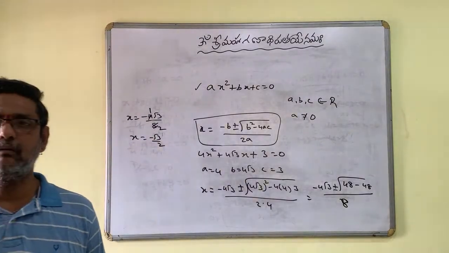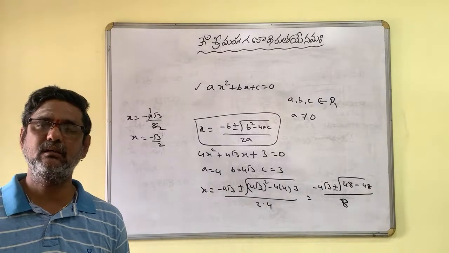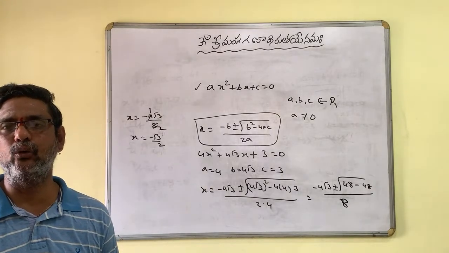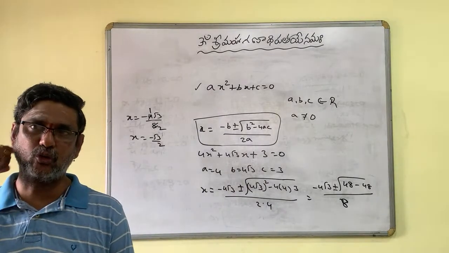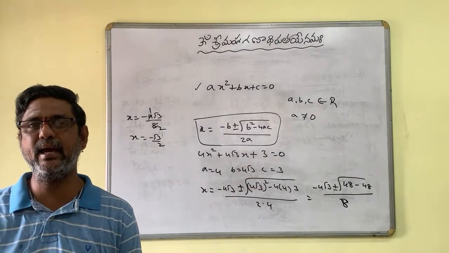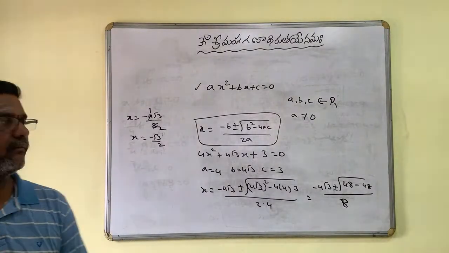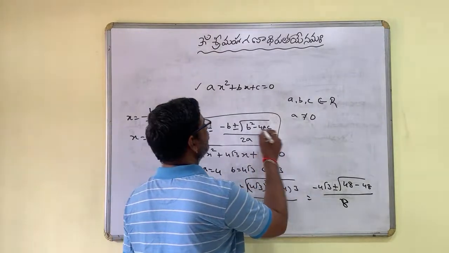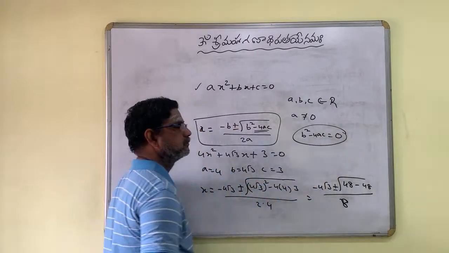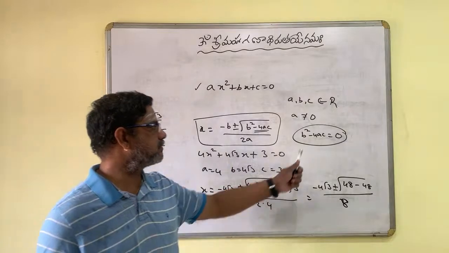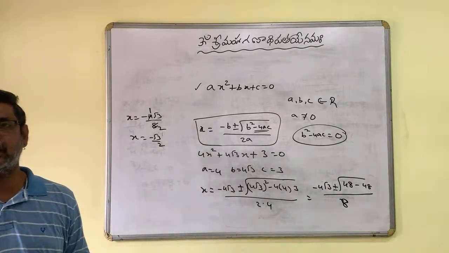But children, the x value we got is only 1. But as per the conditions, each and every quadratic equation is having 2 roots. But we got only 1 here. Then what about the other one? See, whenever we see the value under the root, b square minus 4ac, is 0, we will get only one root. That is what we have to observe.